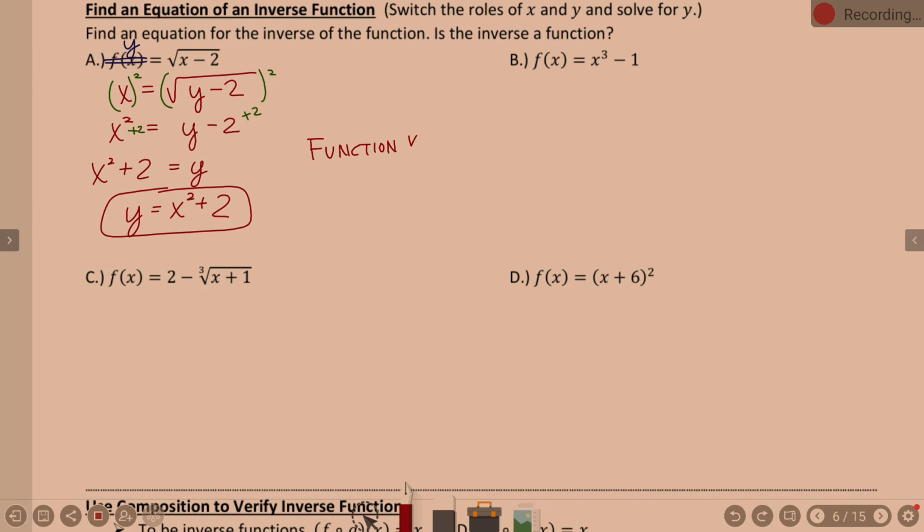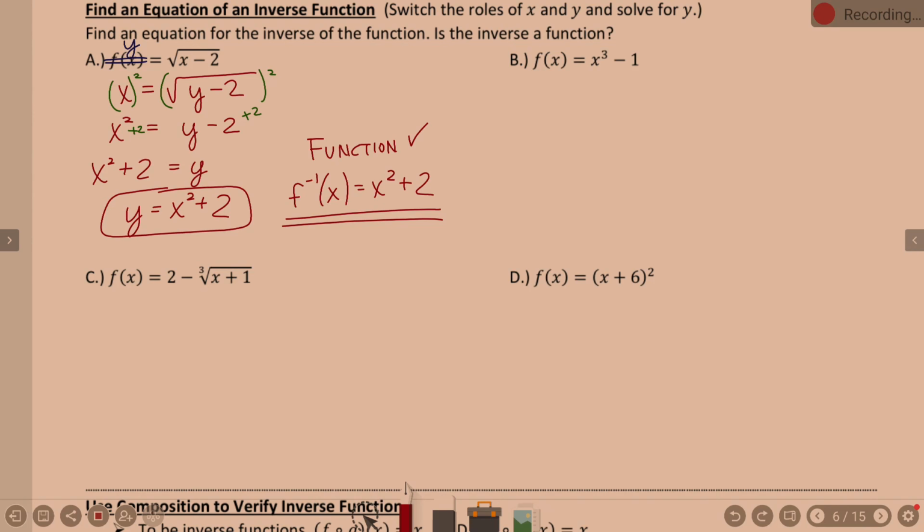It is a function. Now, I'm not saying you have to, but since I know it's a function, I can actually rewrite it in function notation, saying f inverse of x equals x squared plus 2. When you have to enter it online, they'll already have the beginning part. I don't remember if they use f inverse of x or if they use y, but they'll already have that.